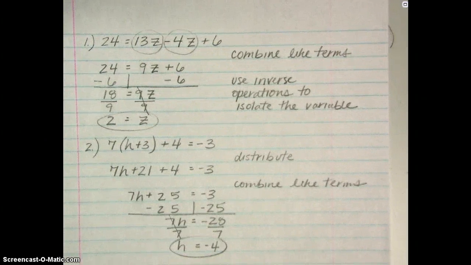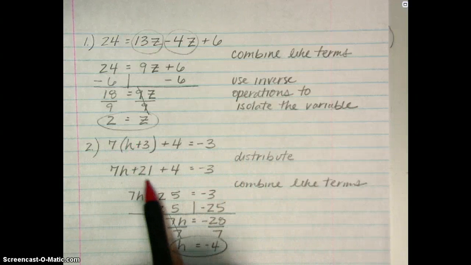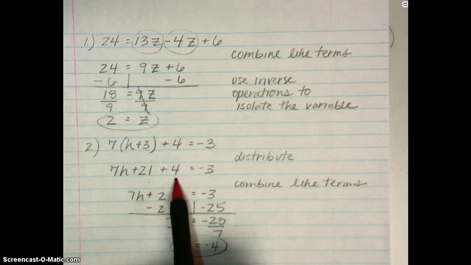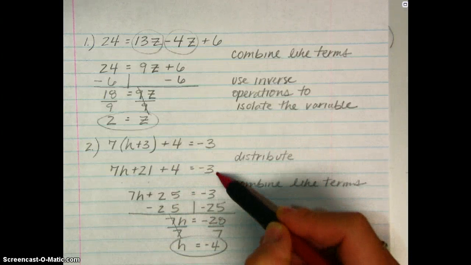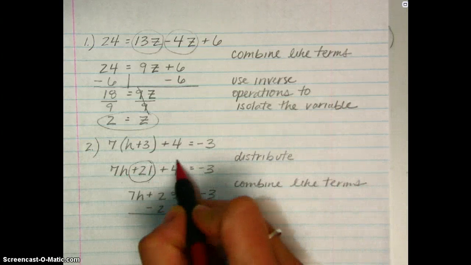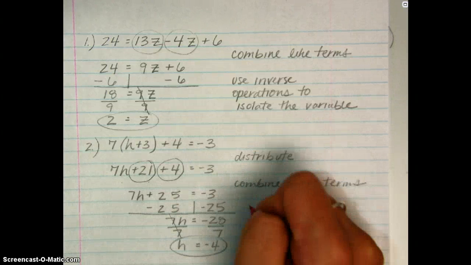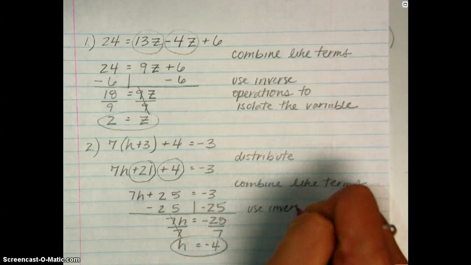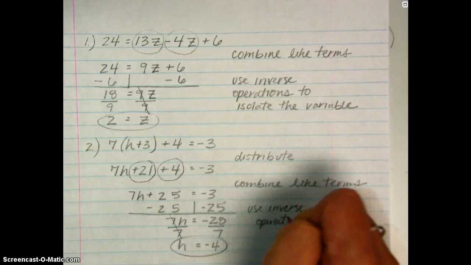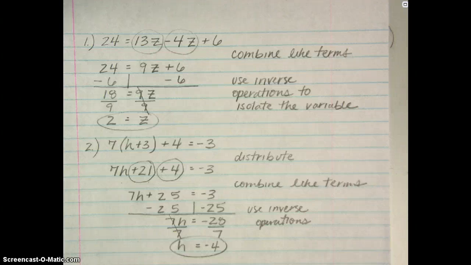In number 2, I started with first distributing, multiplying 7 by h and 3 to get 7h plus 21. Brought down the 4 and the negative 3 on the other side. I had to combine like terms. Here, 21 and 4 can be combined to positive 25. And then from here, I use inverse operations to isolate the variable to get it by itself. First by subtracting 25 from both sides, and then dividing by 7, getting h is negative 4.